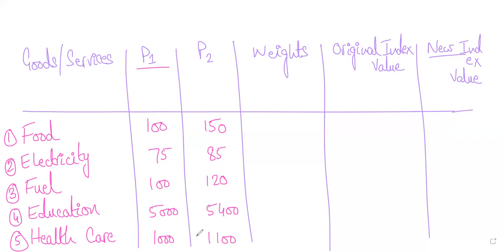Are you getting me? So this is how I have filled the values here. How many of you are getting me over here? Is everyone clear on this? Are there any questions, any confusion? Okay, now comes an important part: weights.